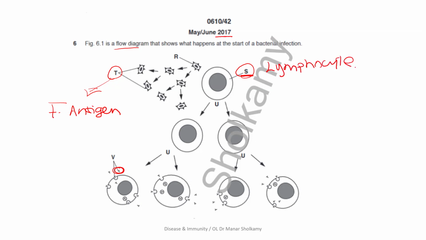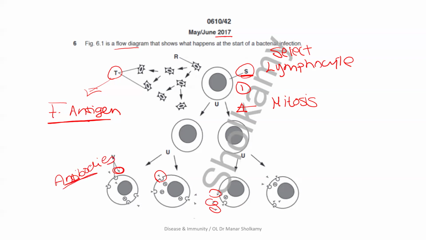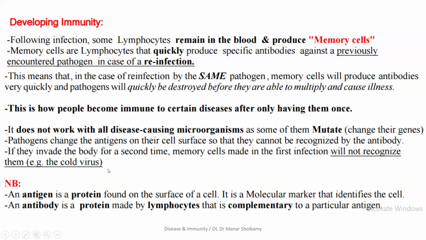We said the moment the foreign antigen enters the body, the immune system is activated. What does it do? It will have to select a lymphocyte that will produce complementary antibodies. After the selection is done, it will divide by mitosis, because we want to create an army. We only have one, it is not enough. After division, they start producing antibodies, and the antibodies will do the job. They will kill the foreign antigen. Different antibodies have different methods. We talked about that.